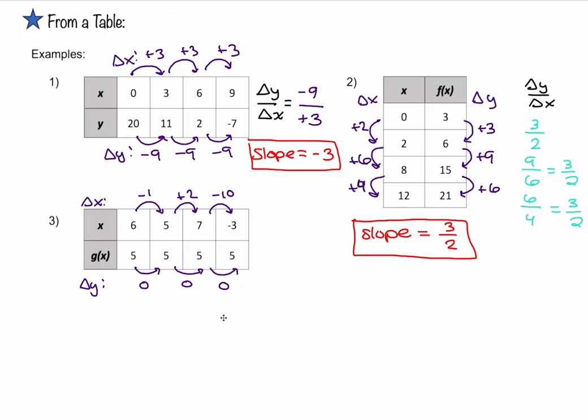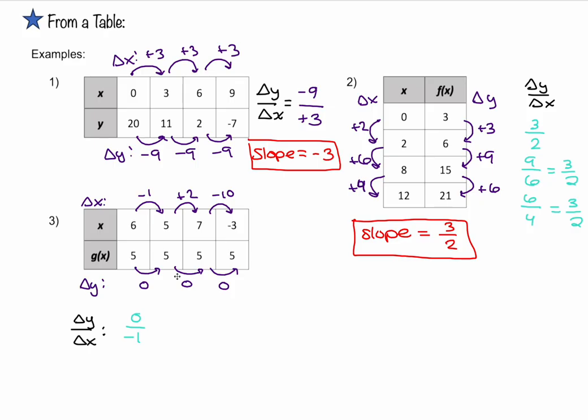So again, we have to double check that all of our rates of change are the same. So we're going to do our change in y over change in x. So our first change in y was 0, divided by our first change in x was negative 1. Well, 0 divided by negative 1, 0 over anything is 0. So this slope right now is 0. Rate of change is 0.